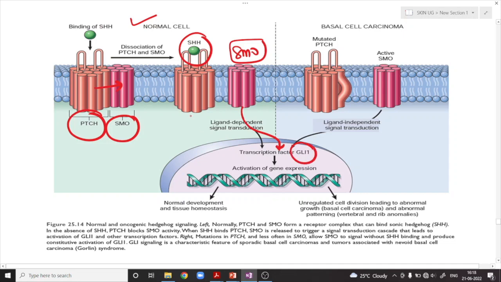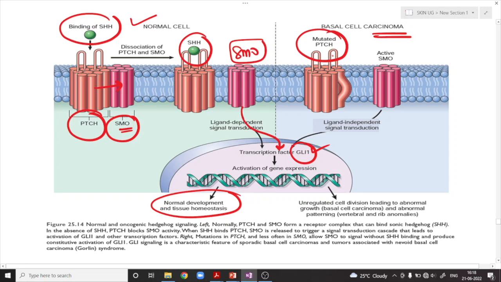What is very important is that the binding of SHH causes release of the SMO from the PTCH, leading to the activation of GLI1, and then there is cell division and proliferation. So there is normal development and tissue homeostasis, and this is dependent on SHH. But in basal cell carcinoma, the PTCH itself is mutated, and as a result, in the absence of SHH, this SMO becomes active.